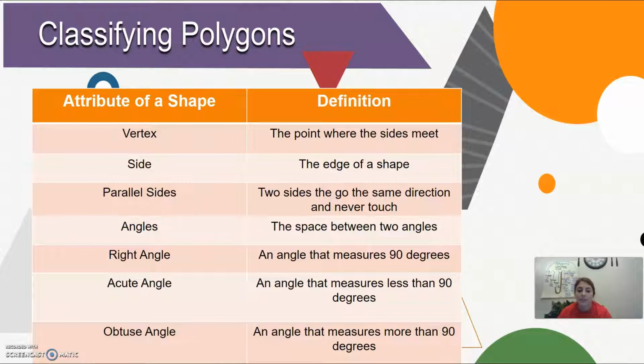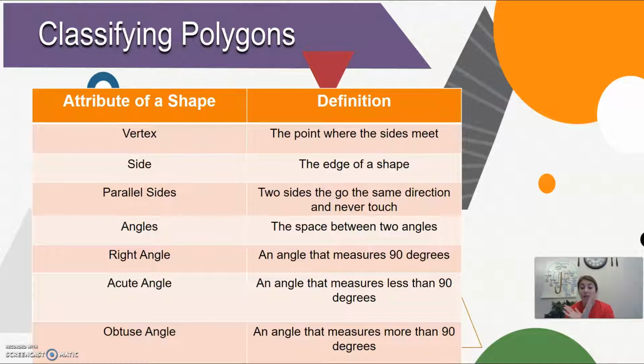Angles, remember, that is the space between two lines. Miss Wax put a typo in there. It's space between two lines. So when I look between my two points, I'm going to have that space in between. That is my angle. Shapes have different types of angles. If I have a triangle, I have 3 angles because there's 3 spaces in between those lines meeting. If I have a quadrilateral, I have 4 angles. Pentagons, 5 angles. Usually the number of angles match the number of sides.